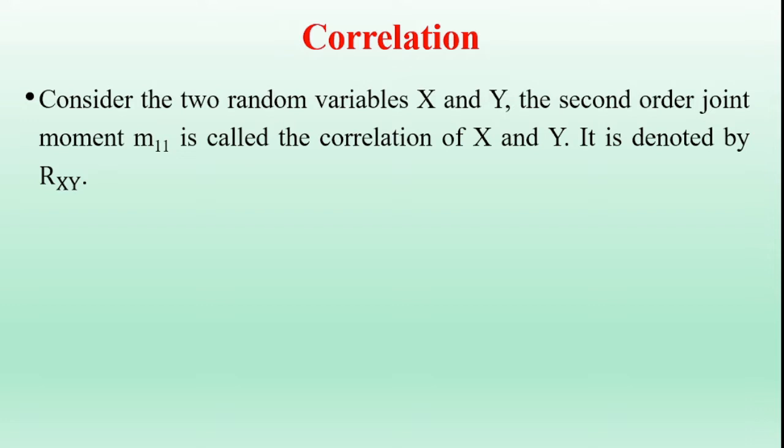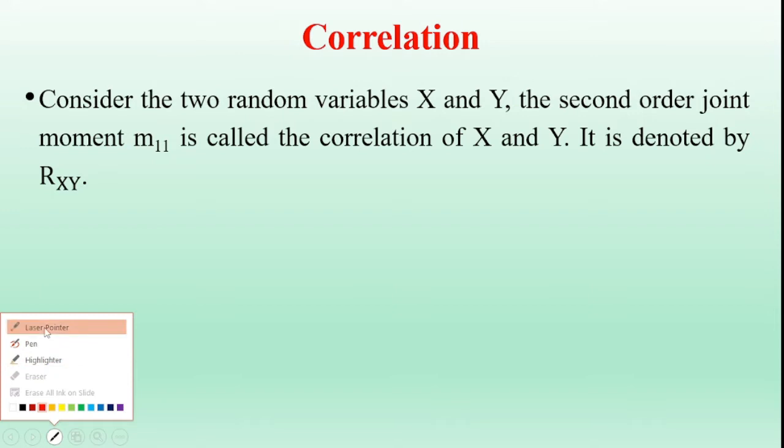In my previous video, we discussed joint moments about the origin for multiple random variables. In those joint moments about the origin, the second order moments are M20, M02, M11. Out of those three second order moments, one is M11. That second order moment M11 is the correlation of the random variables X and Y, and it is denoted as R suffix XY.